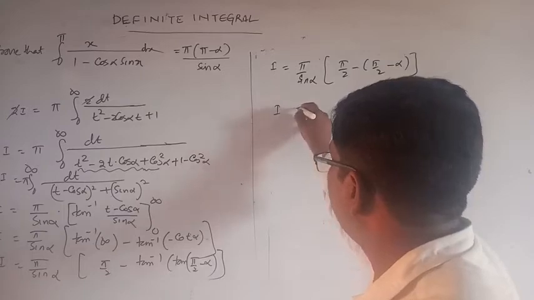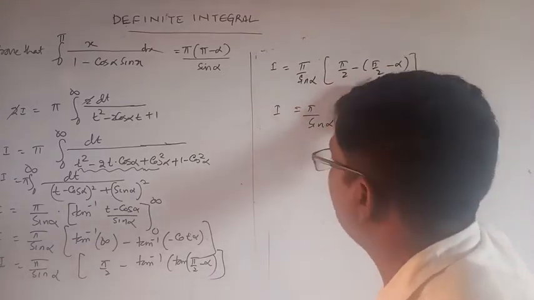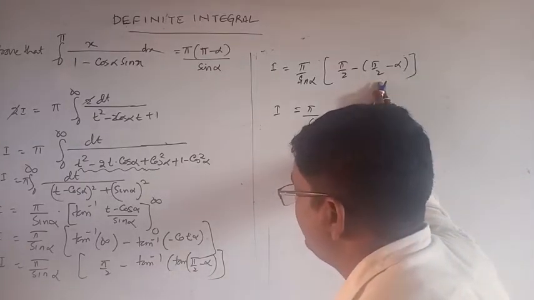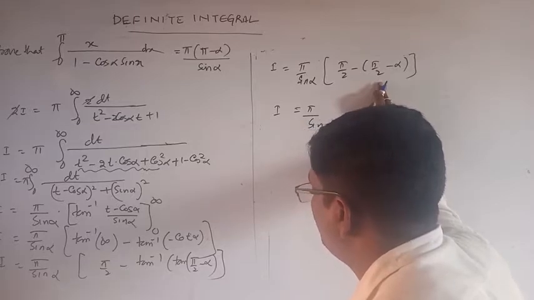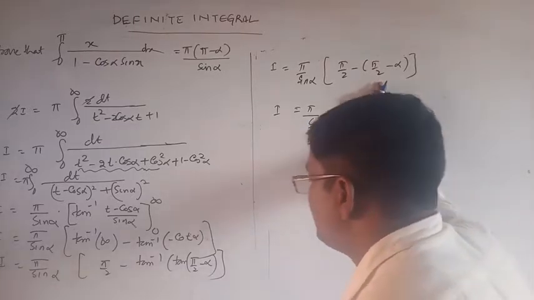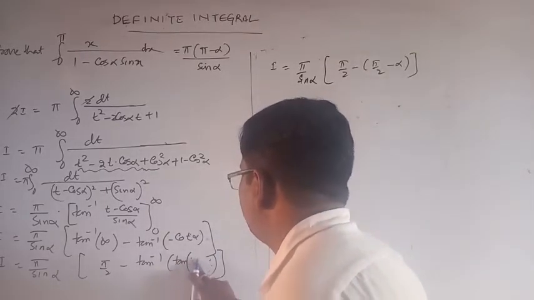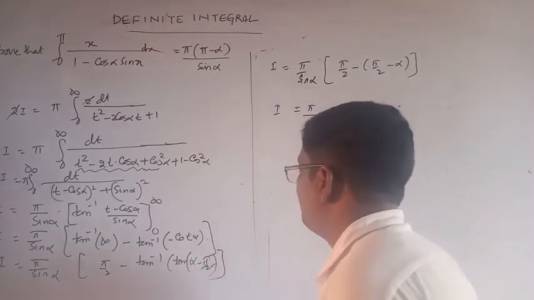So I is equal to pi by sin alpha. This is pi by 2 and minus pi by 2 cancel. Okay, pi by 2, and this is what? Minus pi by 2. Sorry, this is alpha minus pi by 2. Correct. This is alpha minus pi by 2.